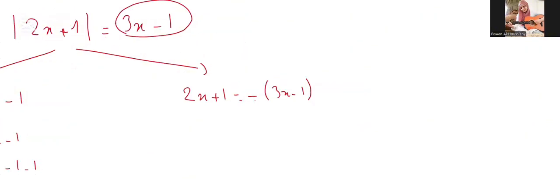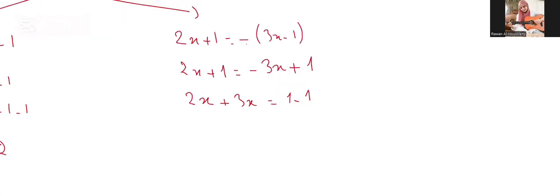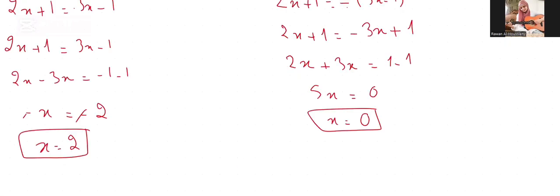So now for the second one we have 2x plus 1. So now I want to multiply the minus by the parentheses. It will give us a value of minus 3x plus 1 in this case. Now let's put the unknown on one side and the numbers on the other side. So we get 2x plus 3x equal to 1 minus 1. Now let's do it. So we have 5x equal to 0. So x equal to 0 divided by 5 which is 0. So we got 2 solutions, x equal to 0 and x equal to 2.